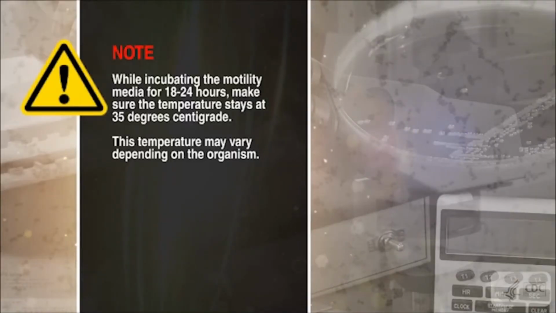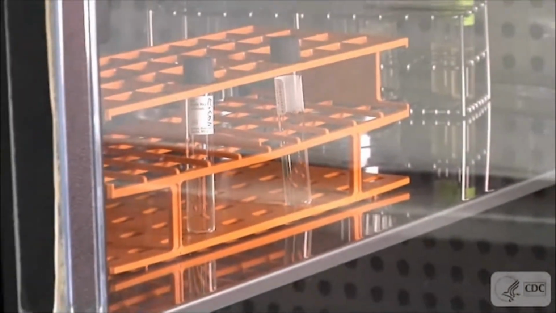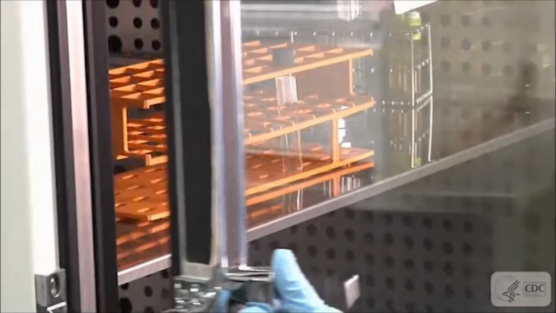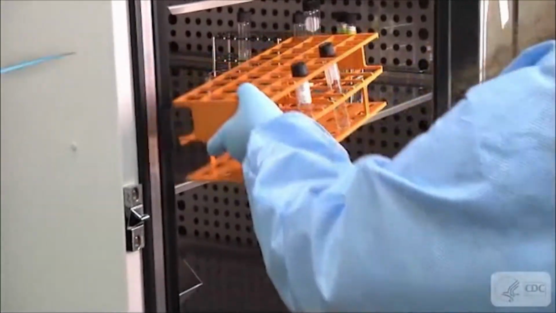If the direct test is negative, either repeat it with the tube test or incubate the broth at 35 degrees for up to 18 to 24 hours. After 18 to 24 hours, remove the broth from the incubator and place it on your bench. Repeat the steps for observing motility.